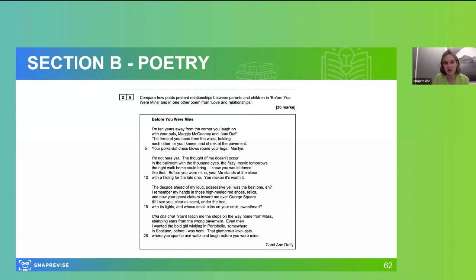Clear as scent under the tree with its lights. The use of the caesuras, the commas, the punctuation within the lines of the poem, gives you something as well. It's not, as we talked about, a line that stops and then another line that starts underneath it. Yeah, I just thought it would be good to have a look at that, and I've talked a little bit about different things that you could look into there.